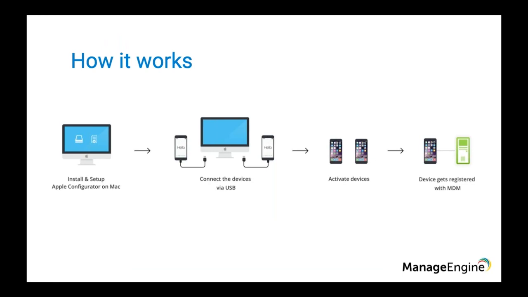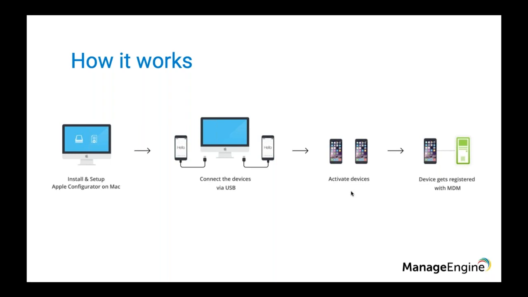So first up, we'll be seeing Apple Configurator. So let me explain the workflow for Apple Configurator. Firstly, you need to install and set up Apple Configurator on a Mac machine. It is to be noted that Apple Configurator is a free program devised by Apple for easy and efficient deployment of devices in bulk. Once you have installed and set up Apple Configurator, the next step is to connect the devices that are to be managed via USB to the Mac machine. Once you have done that, you need to pass a configuration file to the devices that are connected via USB. And once that is done, the devices get automatically enrolled with MDM on device activation.